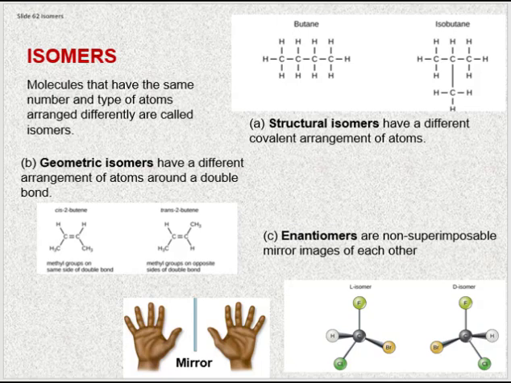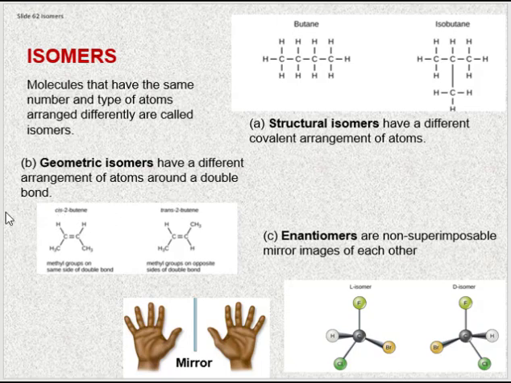Isomers are molecules that have the same number and type of atoms, but they're arranged differently. Structural isomers are isomers that have different covalent arrangement of atoms. So, we still see that we have 4 carbons in both of these examples. However, the structure is very different. So that makes it a structural isomer.